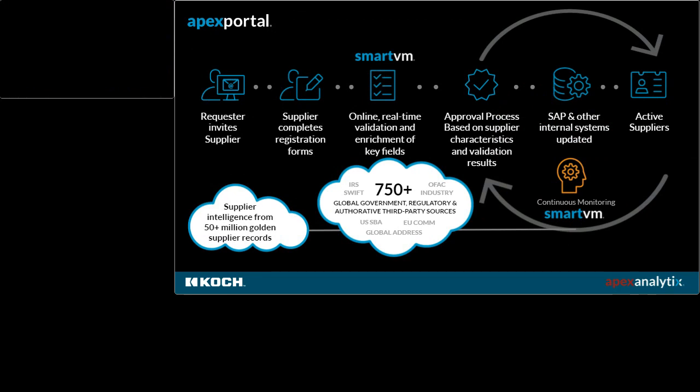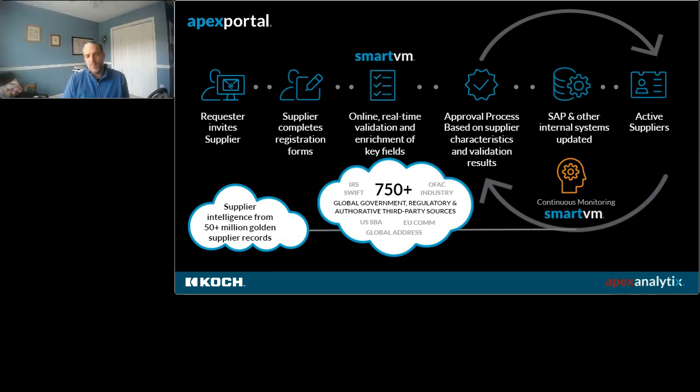I just wanted to talk through the supplier onboarding process that suppliers go through here, and we're going to talk more about the specific security controls in a little while. But I'm going to hit each of these real quickly. The process starts by an authorized user at Koch being able to invite that supplier.